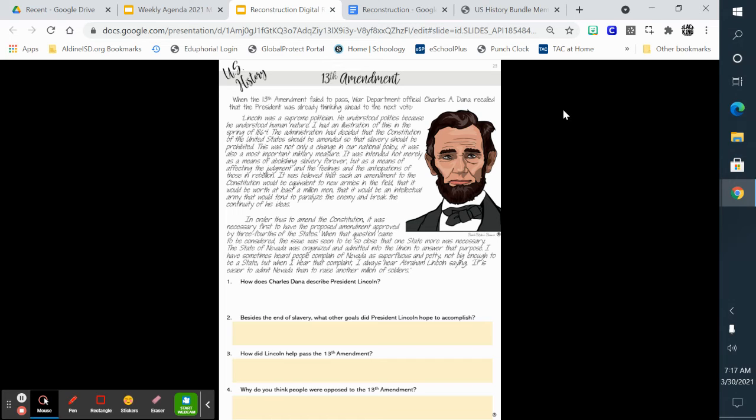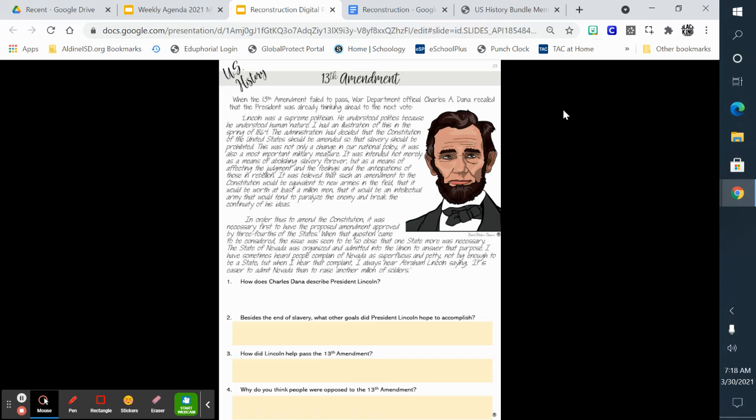When the 13th Amendment failed to pass, War Department official Charles A. Dana recalled that the president was already thinking ahead to the next vote. Lincoln was a supreme politician. He understood politics because he understood human nature. I had an illustration of this in the spring of 1864. The administration had decided that the Constitution of the United States should be amended so that slavery should be prohibited. This was not only a change in our national policy, it was also a most important military measure.